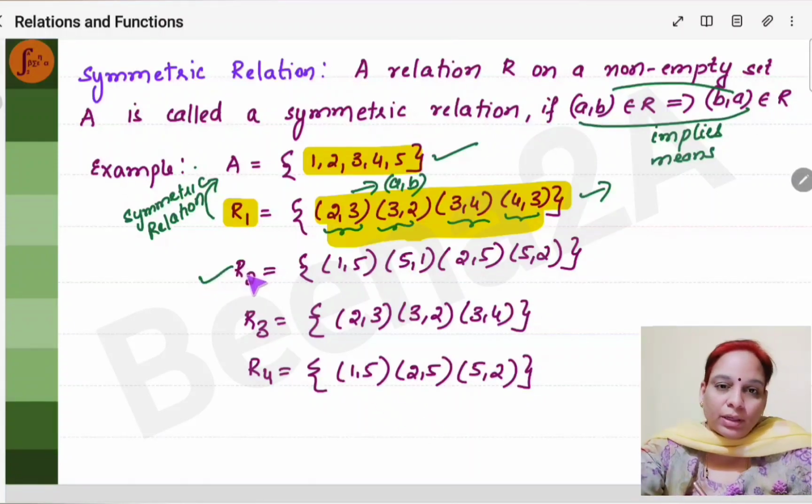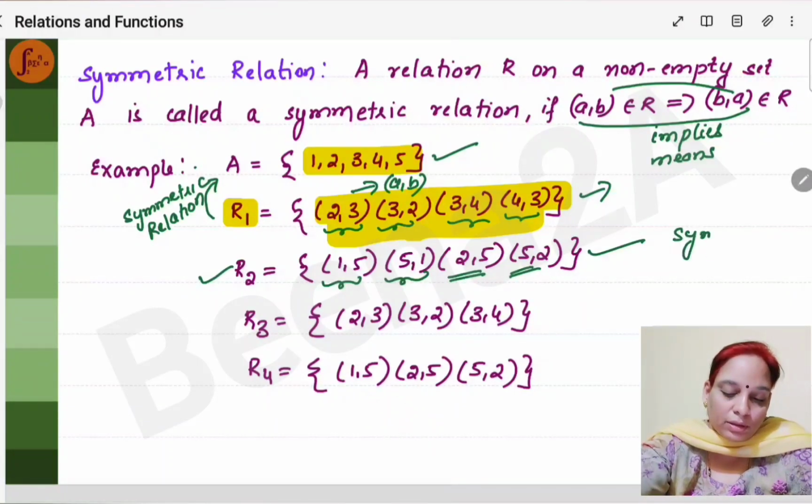Now let's take this particular example. R2 is equal to, you have these ordered pairs. Now let's figure out if this is symmetric or not. You take the first ordered pair, 1 comma 5. So what should happen? This should get reversed. It should become 5 comma 1. So it is there. Then you have 2 comma 5, so you should have 5 comma 2. So it's there. So this is a symmetric relation.